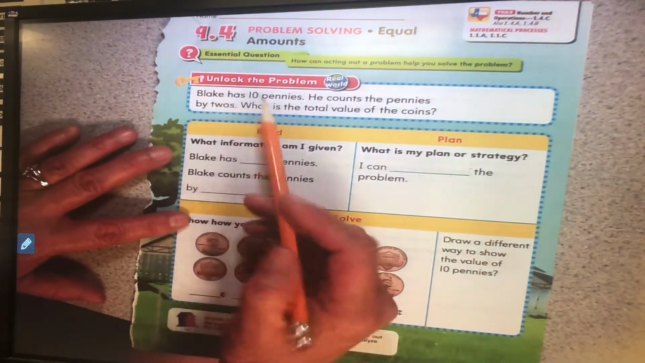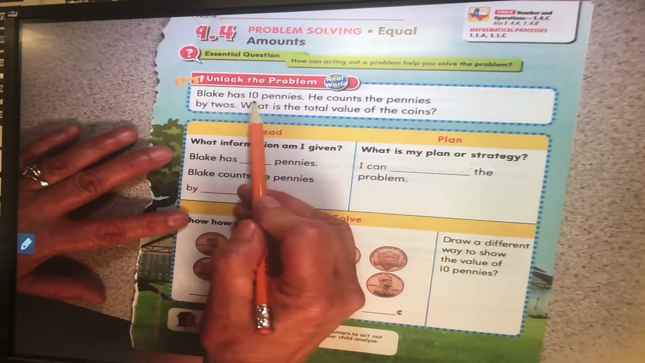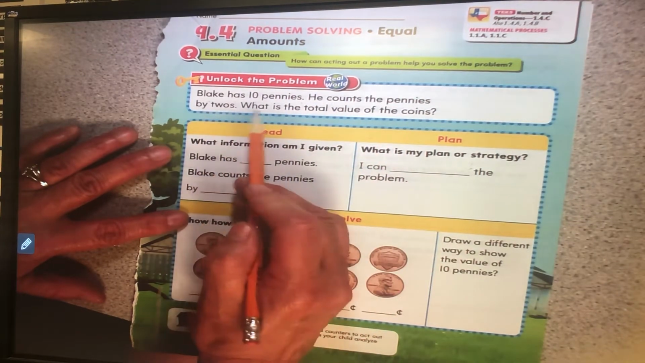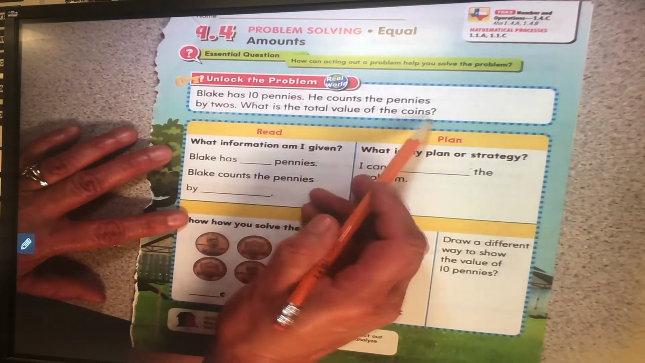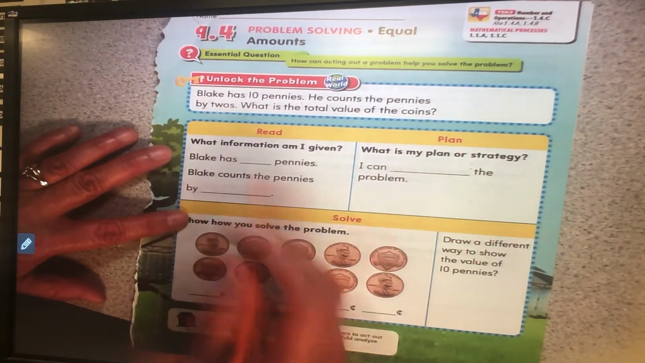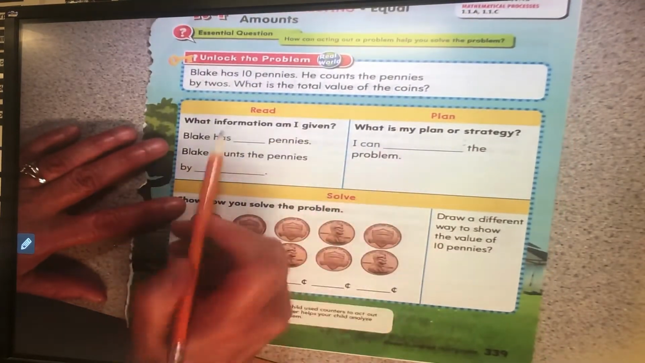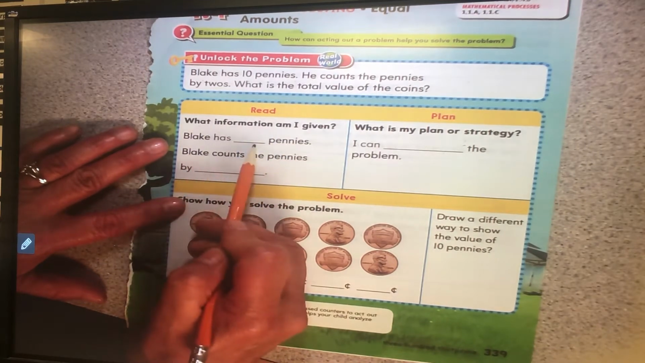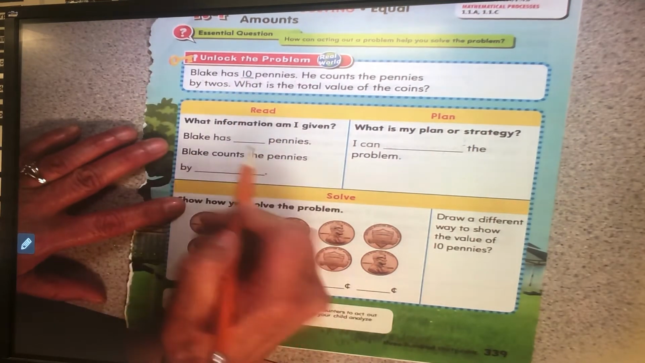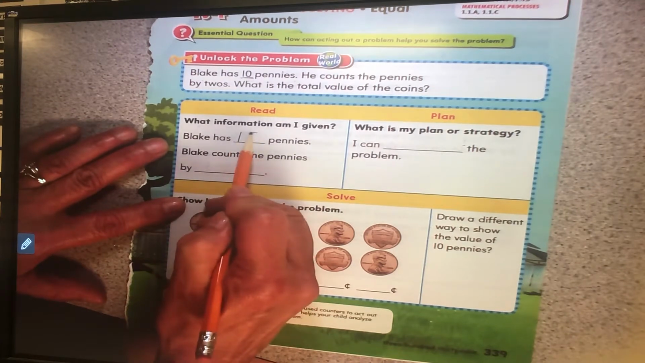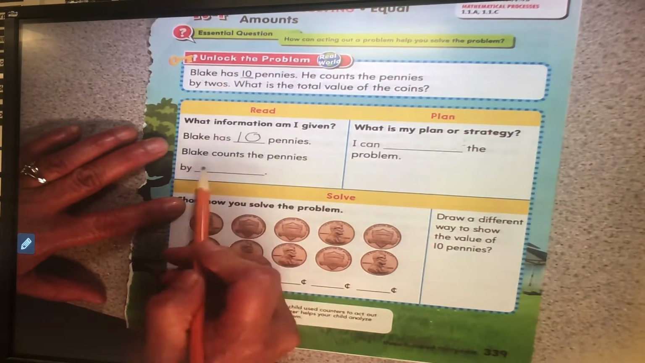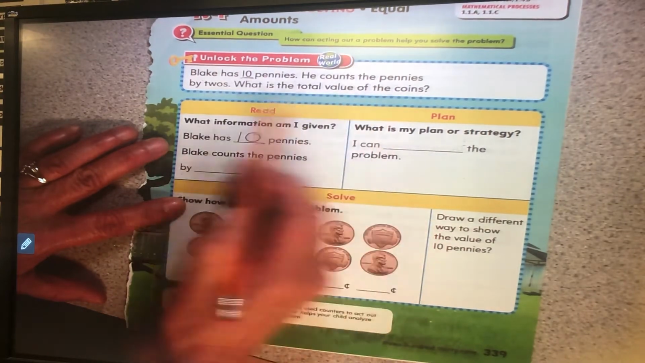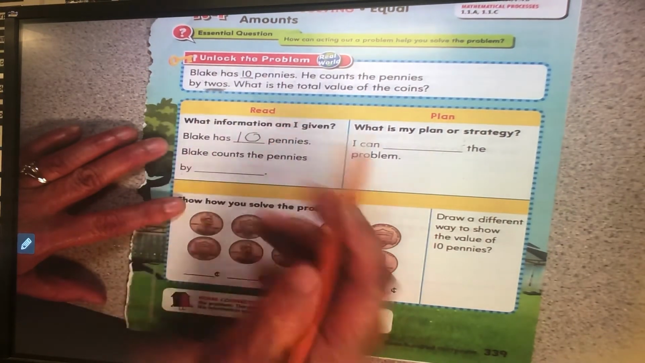All right, let's read. Blake has 10 pennies. He counts the pennies by twos. What is the total value of the coins? So you're going to ask yourself, what information am I given? Blake has what? 10 pennies. So we'll put 10 right there. Blake counts the pennies by, here it is, he counts the pennies by what? Twos.